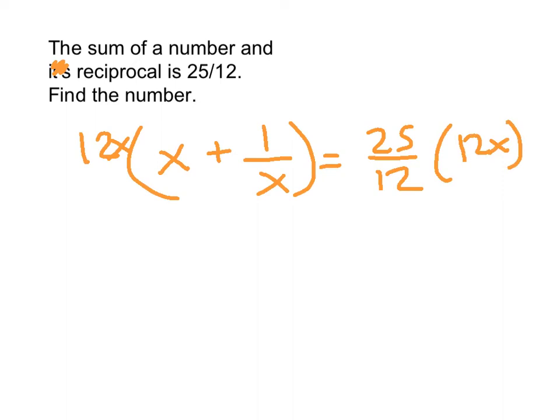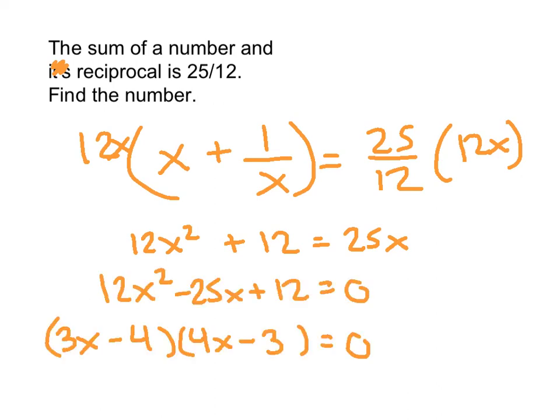On this side, you will get 12x squared plus 12 is equal to 25x. Now notice again that I have here 12x squared. So whenever you see something like this, then that lets you know you need to factor to solve. And so to factor, you need to set it equal to 0. And when I factor it all away, I get 3x minus 4 as one of the factors and 4x minus 3. And you can double check that.